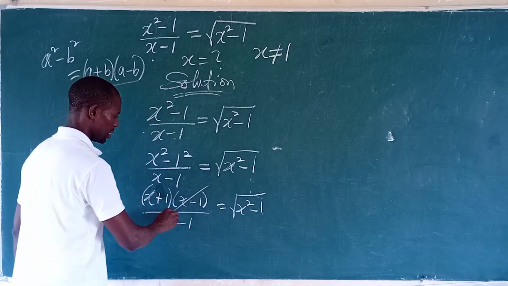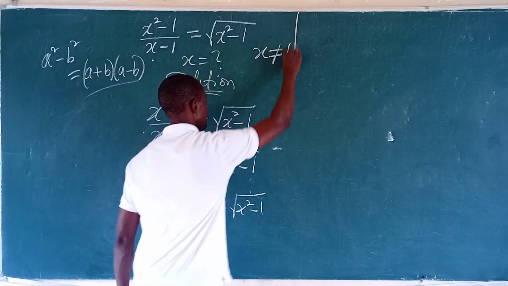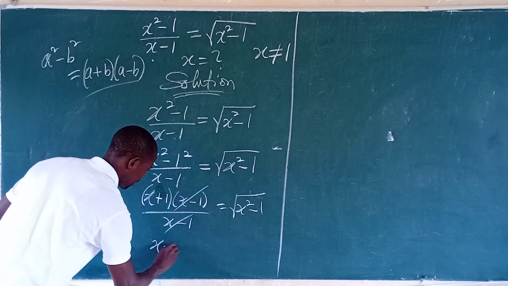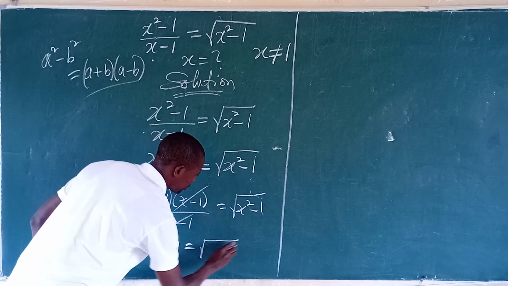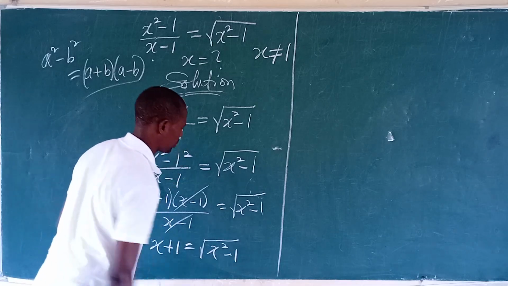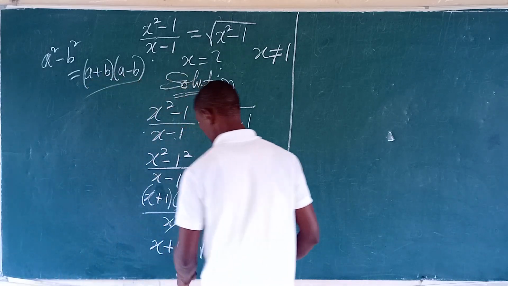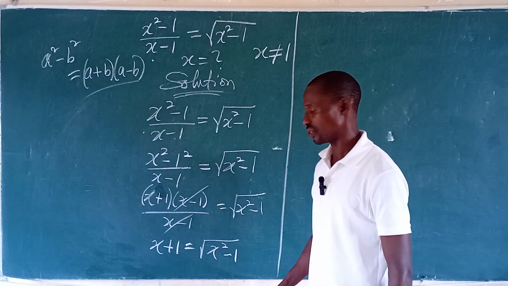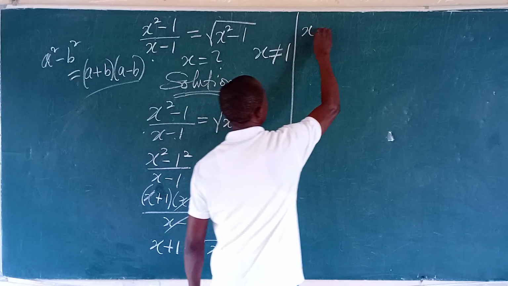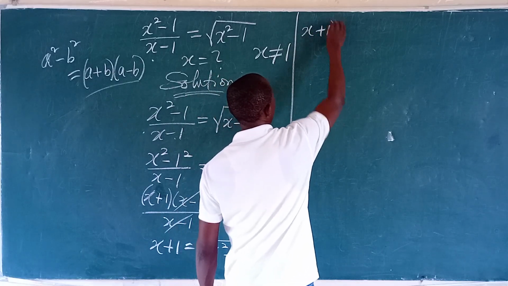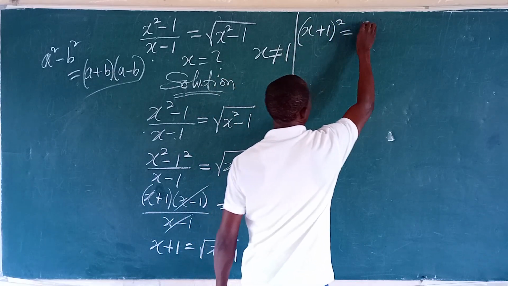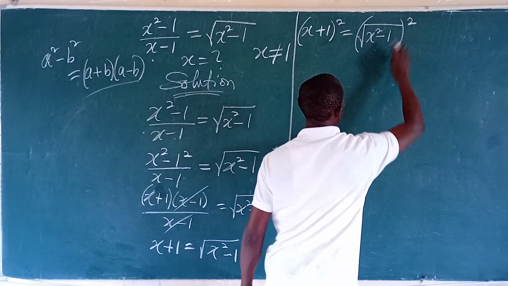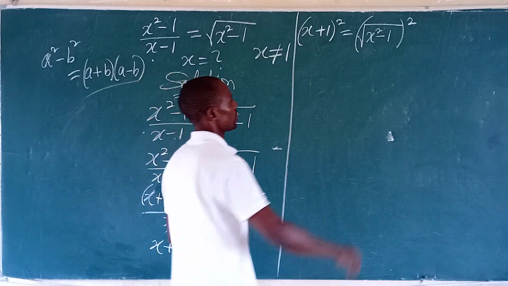Look at what we have here. This will leave the system. Okay? So with this, what happened? We are now left with x + 1 = the square root of x^2 - 1. At this point, we want to do away with this radical, so we take the square of both sides of the equation. And so we're going to have (x + 1)^2 = (the square root of x^2 - 1)^2. Easy, right?